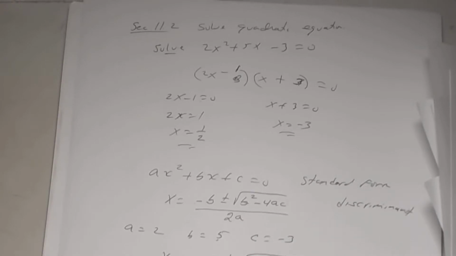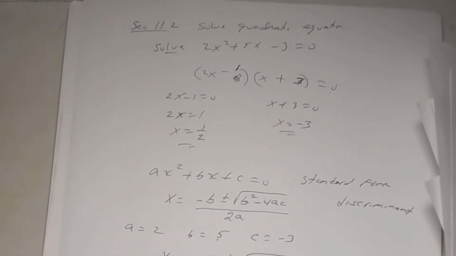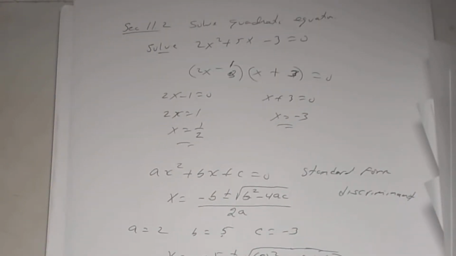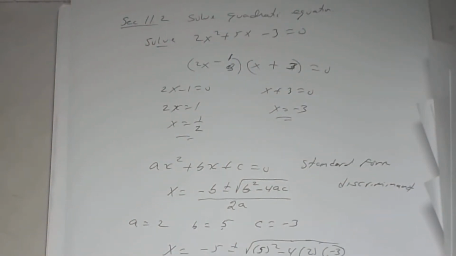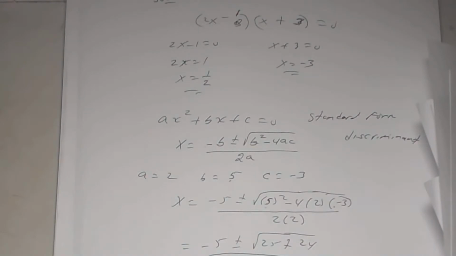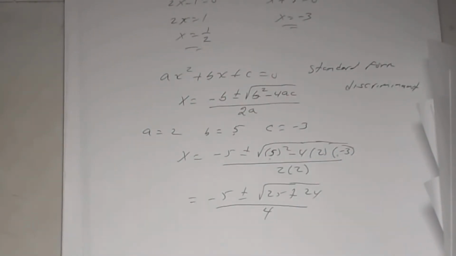Positive. So it's going to be 25 plus... Okay. Now, what is 4 times 2 times 3? 24. Okay. So you get 25 plus 24, correct? Yep. All over, and then what's 2 times 2? 4. Now go back and simplify the radicand more. What's 25 plus 24? 49.